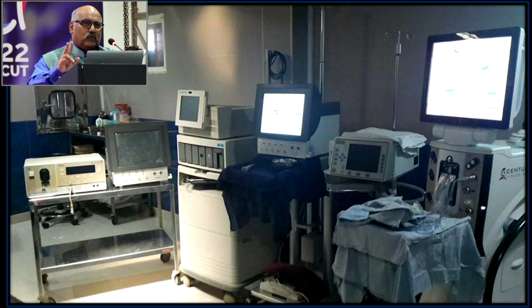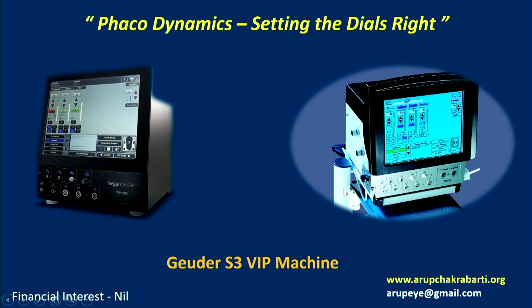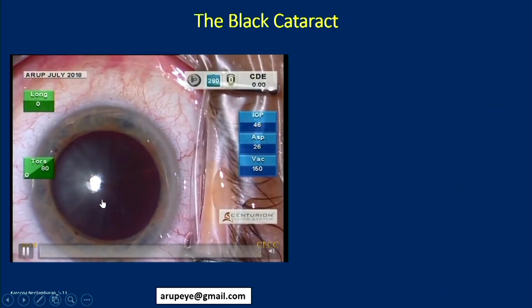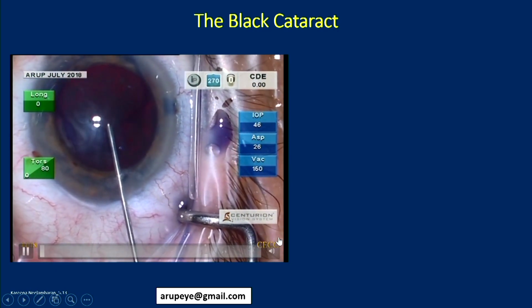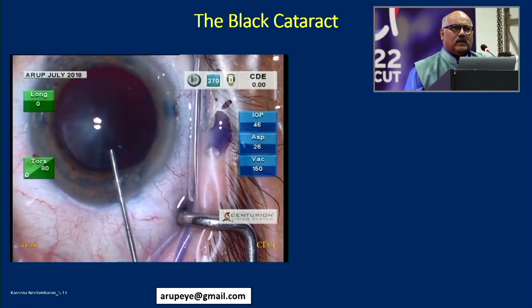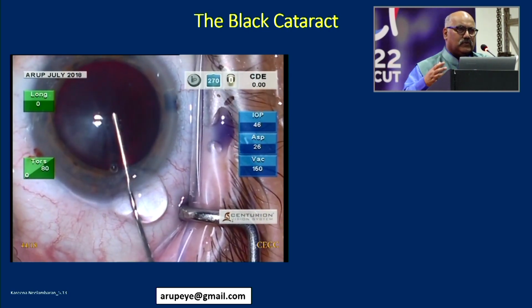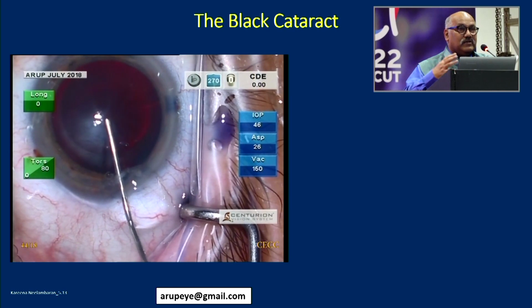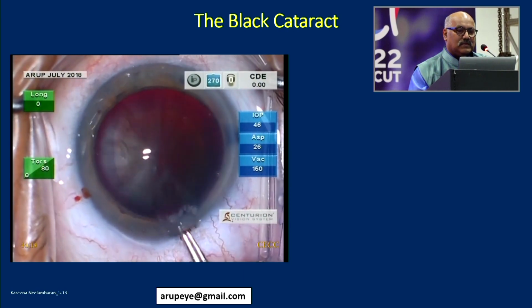Okay, so I'll be focusing on two Phaco machines. I'll show videos, and I'll show how I adjust my parameters in those situations. Now I use the Centurion, and from Alcon the S3 VIP and the S4 machine. So the first case is a patient with a black cataract. All right. So whenever we talk about Phaco dynamics, it is basically to evaluate how you perform in extreme situations, in complex situations, like a very supra-hard cataract or a very soft cataract. So these are the situations where the best can be brought out of the surgeon as well as the machine.